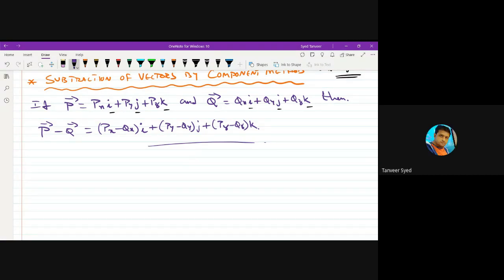So here you should do just a subtraction. That's all. Instead of addition, you apply the operation of subtraction. Same procedure.